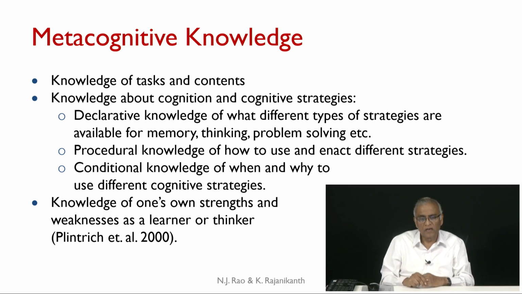And similarly, this knowledge also refers to procedural knowledge, how to use and enact different strategies. And conditional knowledge is when and why to use different cognitive strategies. So as you can see, knowledge about cognitive strategies, these are the ones that are available. And am I aware of it first? First of all, if I do not know any of these things, I haven't read about it, obviously I do not know. Knowledge of one's own strengths and weaknesses as a learner or thinker.